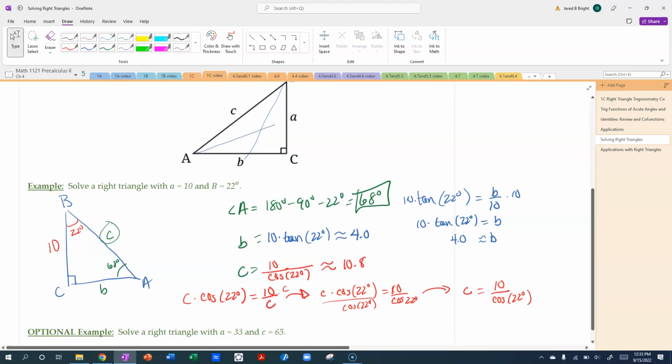Okay, and again, just to recap, we set up a diagram labeled, and I labeled the 10 across from angle A because that was side A, and angle B with 22, and found the other bits of missing information.